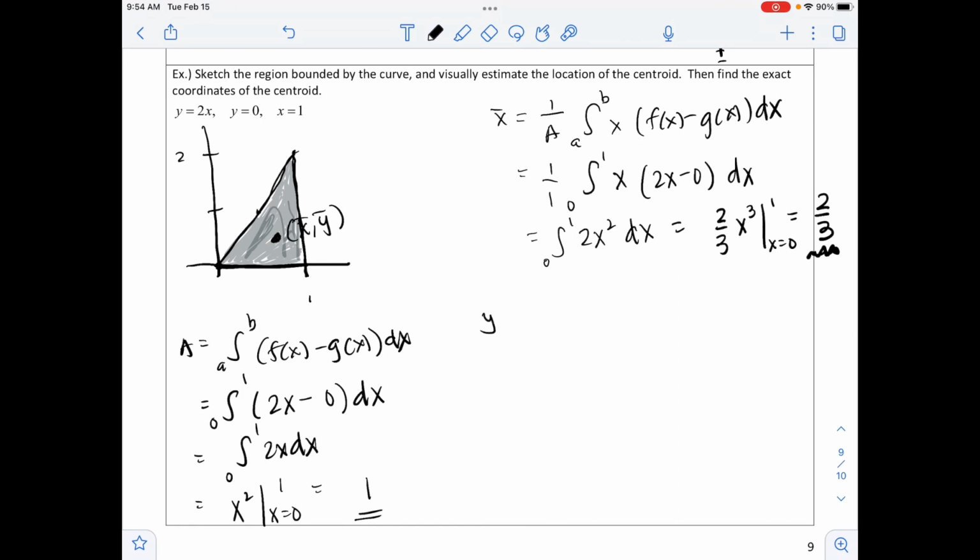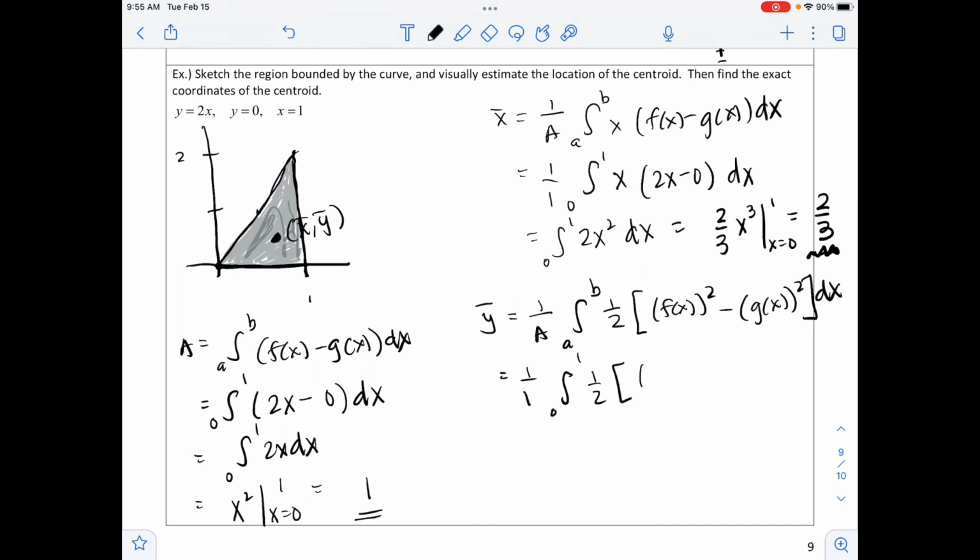Next, we need to find the y-coordinate for our center of mass, or y bar. The formula on the previous page was 1 over A, the integral from a to b of 1/2 times f of x squared minus g of x squared dx. And so from here, we know that A, our area, was just equal to 1. We have the integral from 0 to 1 of 1/2 times, and then we have 2x squared minus 0 squared dx, which is going to be 1/2 times the integral from 0 to 1. And we have 4x squared minus 0, or just 4x squared dx.